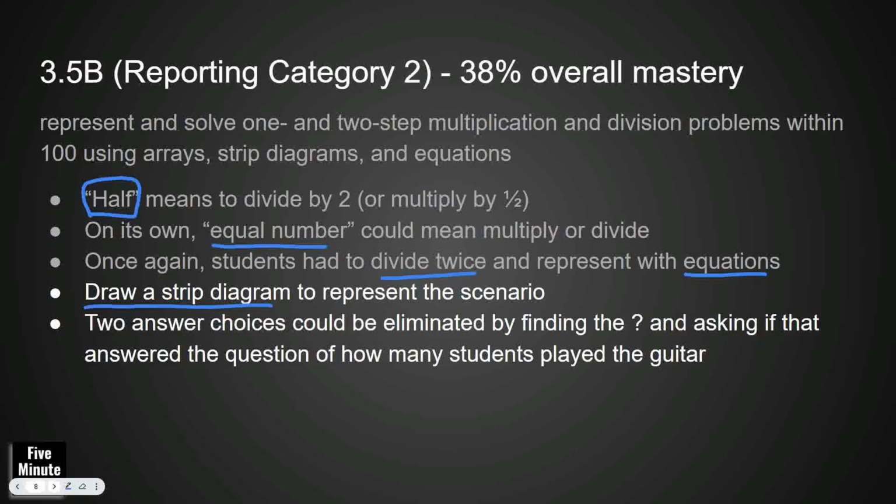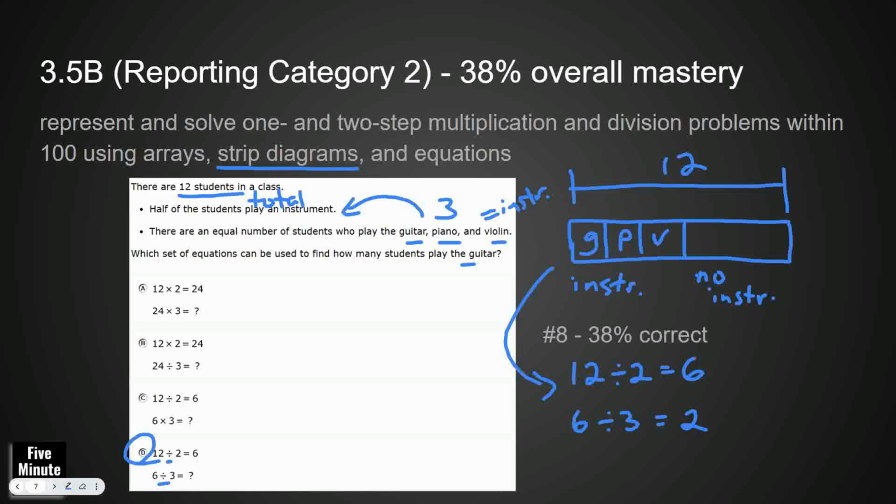Now, we could have eliminated two answer choices by finding the question mark and asking if they'd answer the question of how many students played the guitar. Before I do any calculation, we're looking for how many students play the guitar. How many total students are there? 12. So I know it can't be more than 12. But look at what A gives me: 24 times 3. That's 72. So I'm going to get rid of that one.